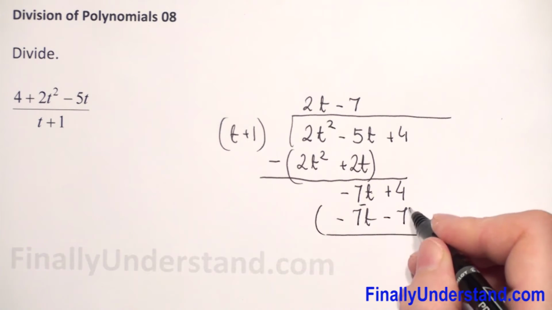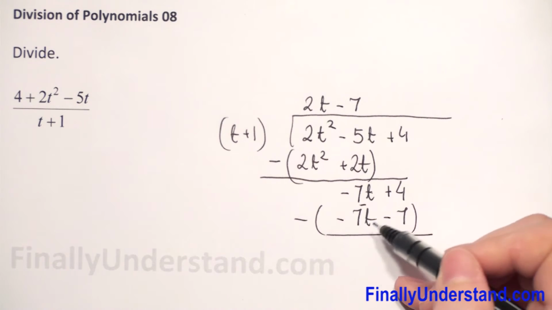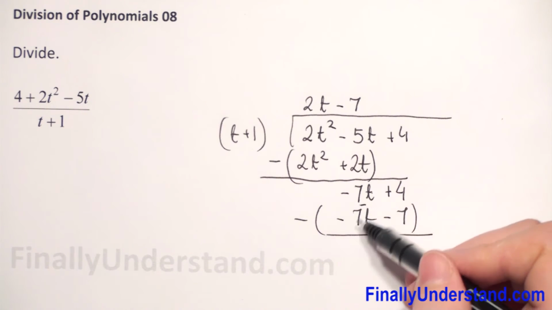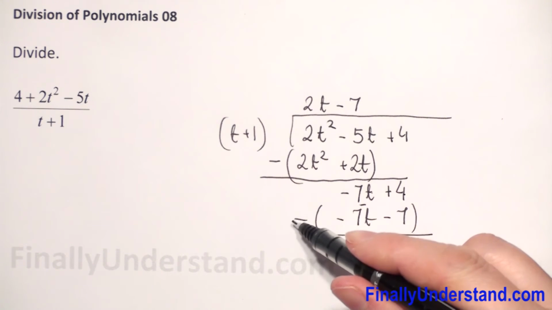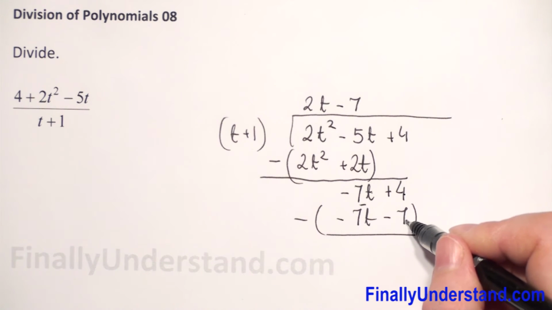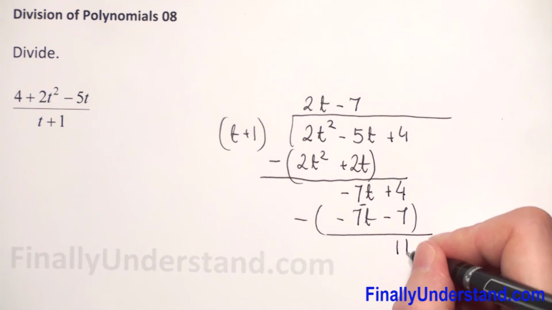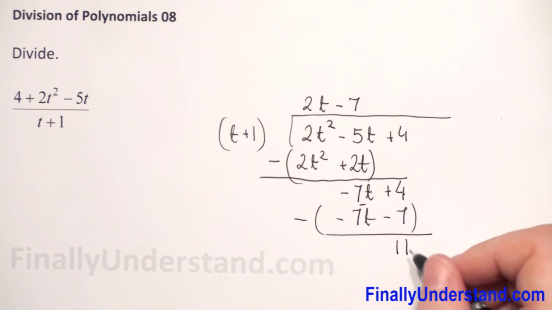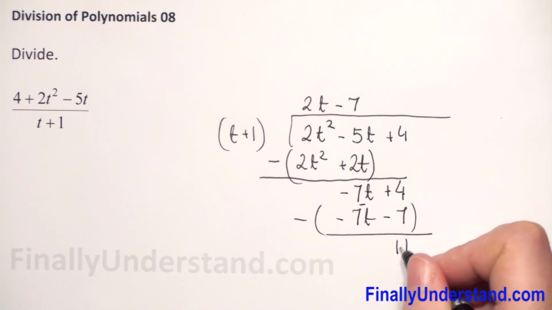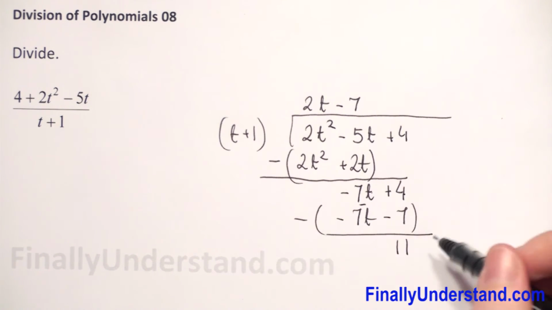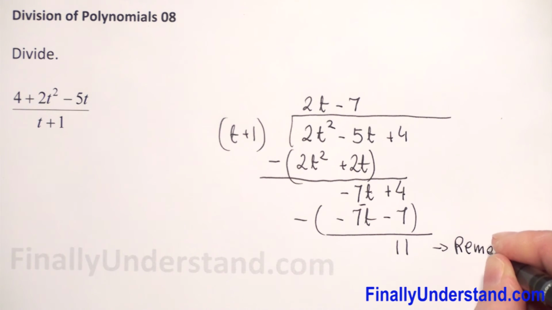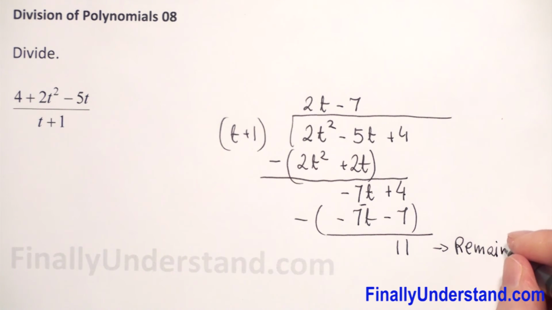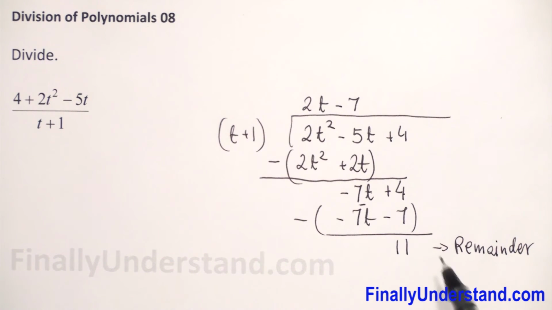To underline and subtract. Negative and negative give me positive. So we have negative 7t plus 7t is 0. We don't have to write it. 4 plus, because negative and negative give me plus, 7 is 11. So, because the power of our divisor is greater than our remainder, this is our remainder, so we cannot do division now.